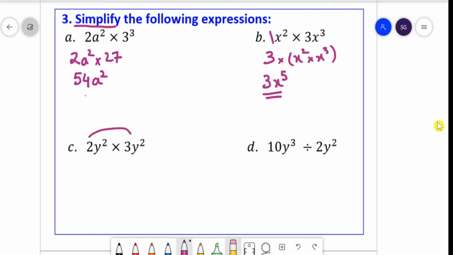See here, this is 2 times 3, 6, y squared times y squared. I'll just show here for the sake of it, y squared times y squared, so this is y power 4. Final answer is 6y power 4.